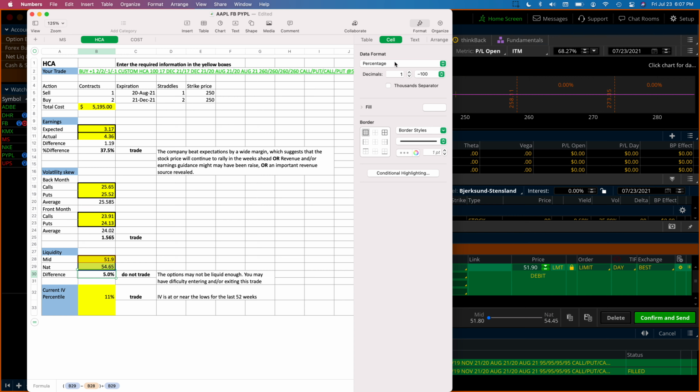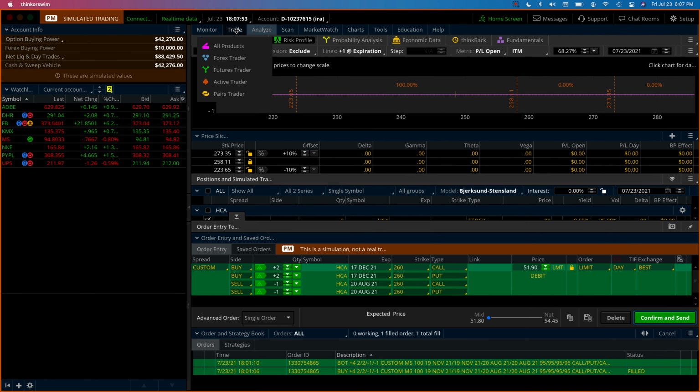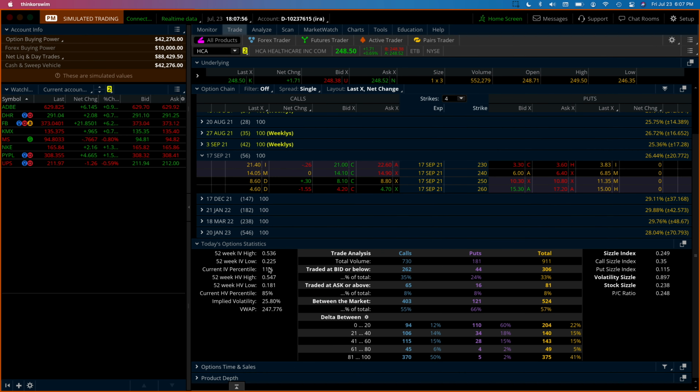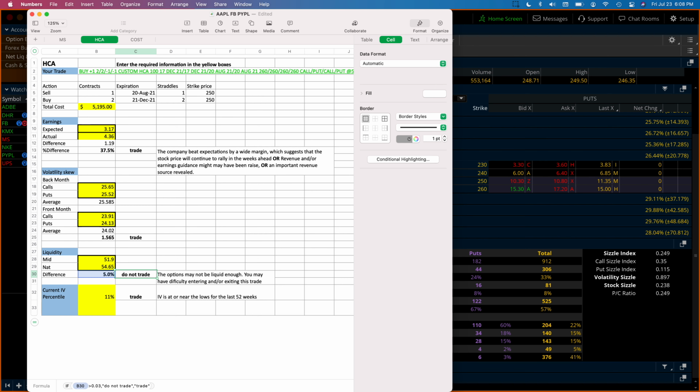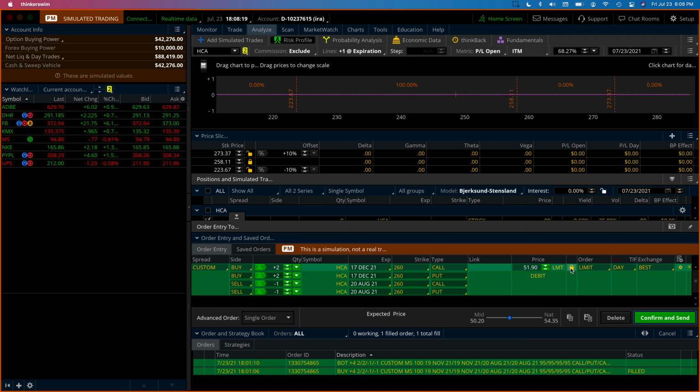All we need is a current IV percentile, to make sure that that's low. Go to the trade tab, scroll down, and it says 11%. That looks great. Only one of them is not good, the fill, okay? But the others are green, so I'm willing to enter this trade. Go to the analyze tab again, and we have it here, ready to go. Unlock it so that we get the better price, and you can adjust it up.